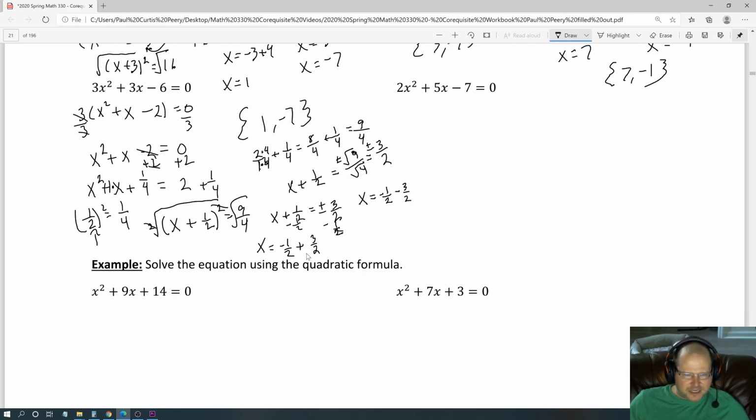Now in this case, the denominators are the same, so it makes the math way easier. So for instance, negative 1 plus 3 is positive 2, so you end up with 2/2, which is just 1. The other one is negative 1 minus 3, which gives me a negative 4. Negative 4 divided by 2 is negative 2. So what we get here is a negative 2 and a positive 1.